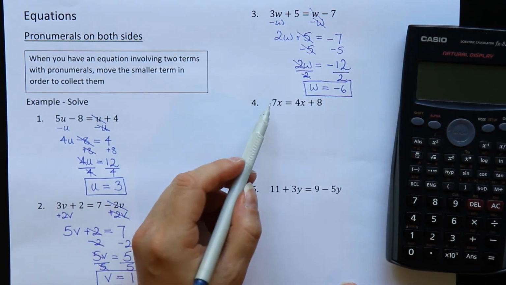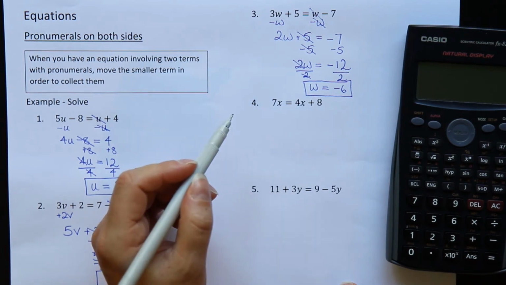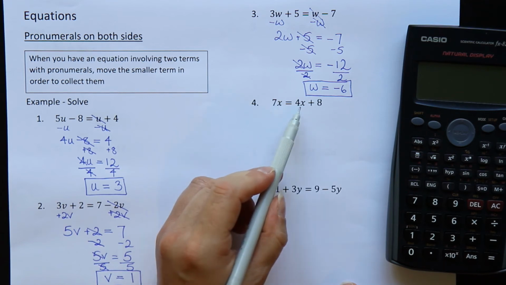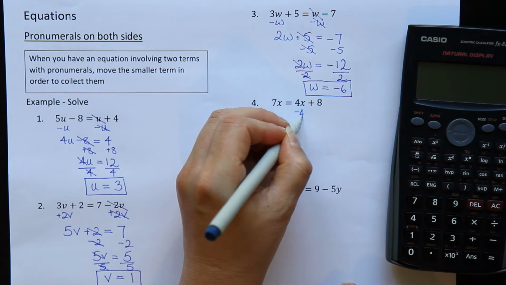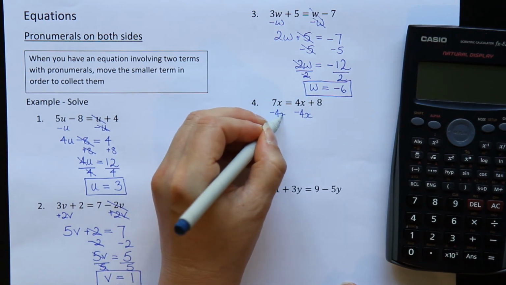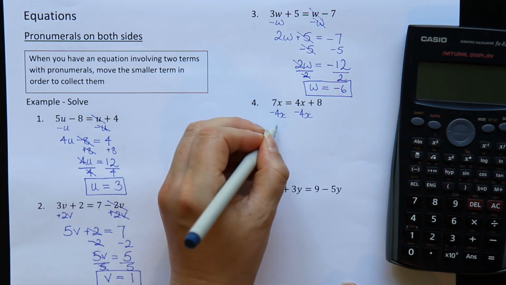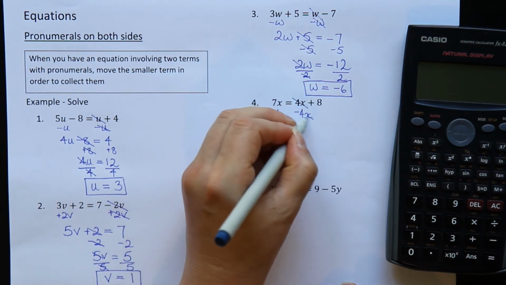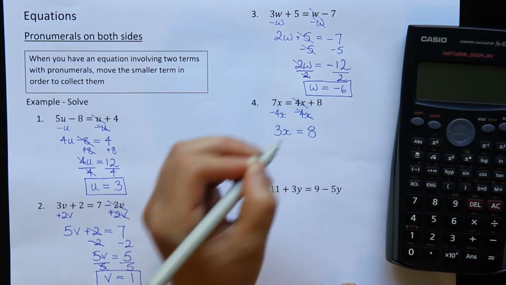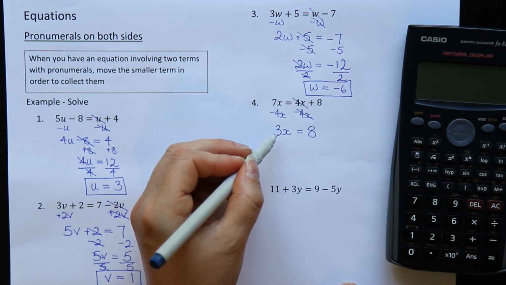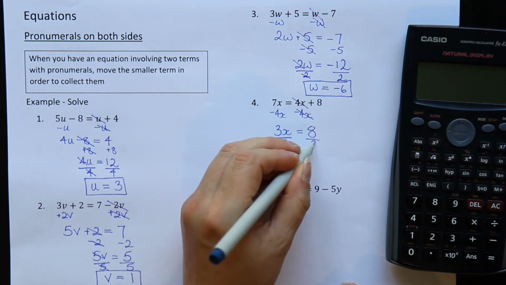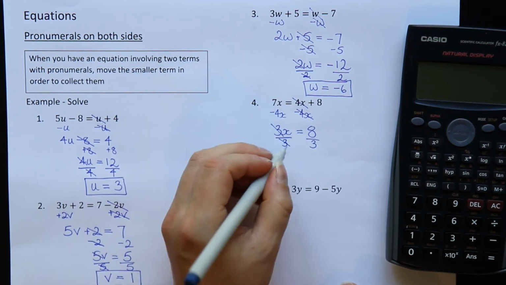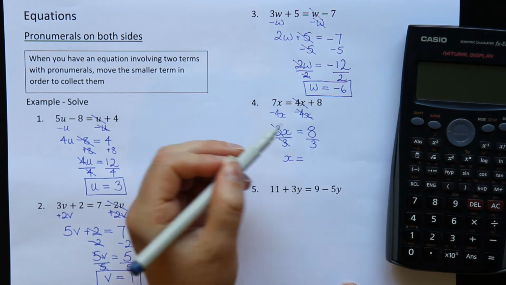Question 4. 7x equals 4x plus 8. Two x terms here, 7x and 4x. Which one is smaller? The 4x is smaller. So to move it, I will need to subtract the 4x. 7 minus 4 is 3x. Those cancel away. Is equal to 8. Okay, now I want to get rid of this 3. 3 times x, so opposite is to divide by 3. So x is equal to 8 divided by 3.